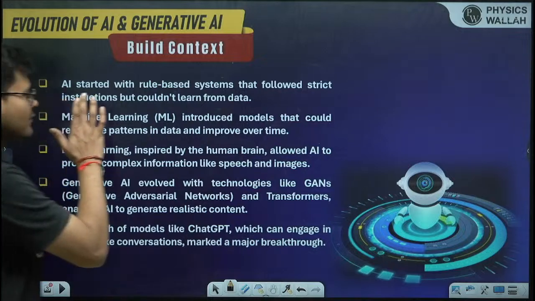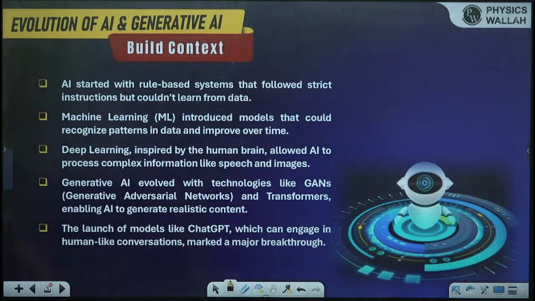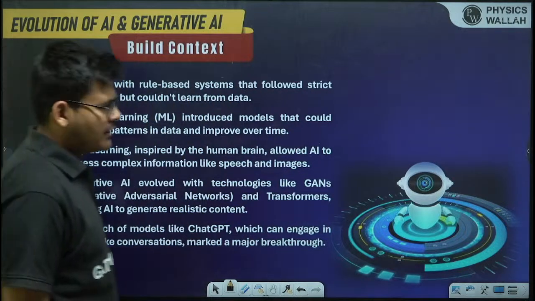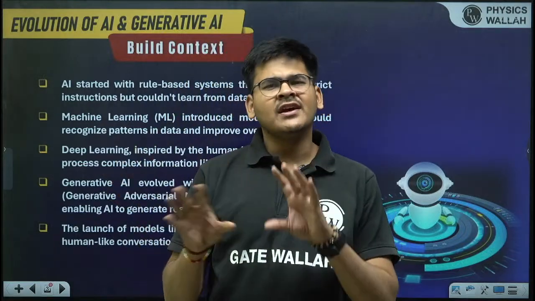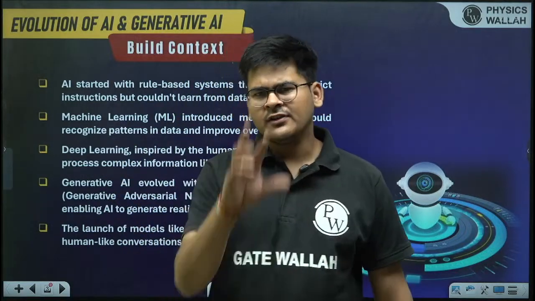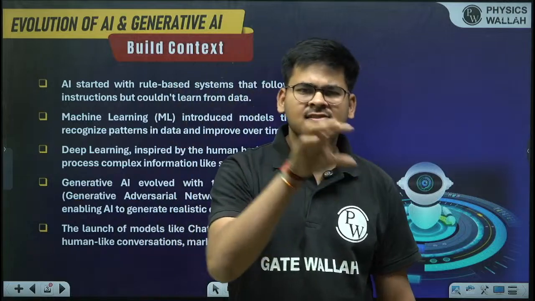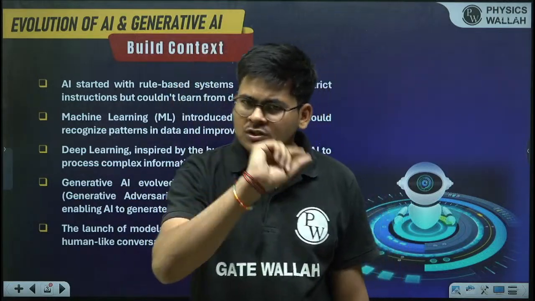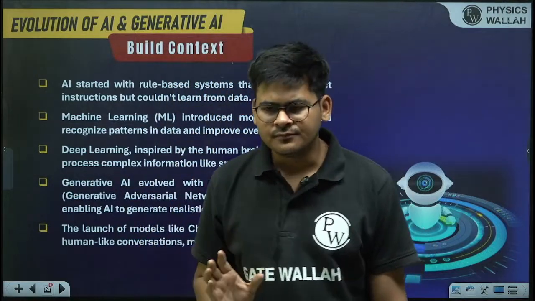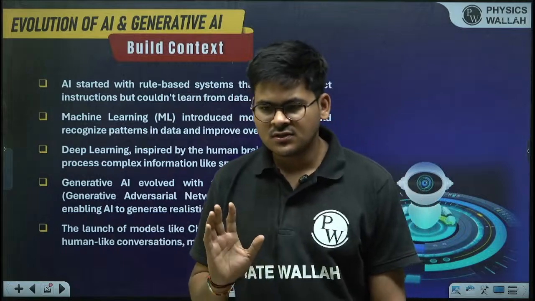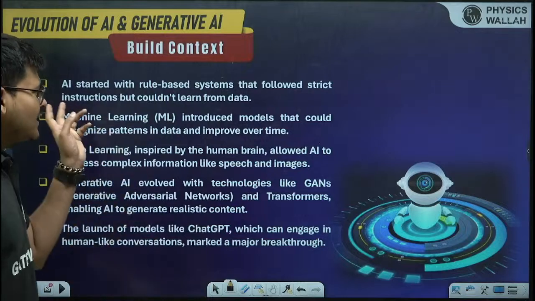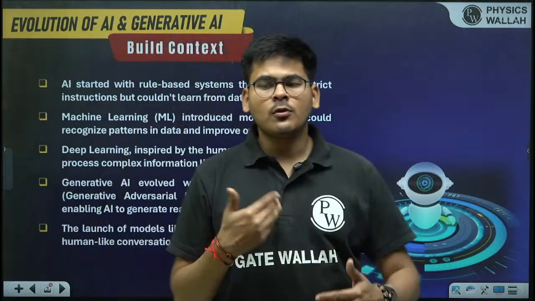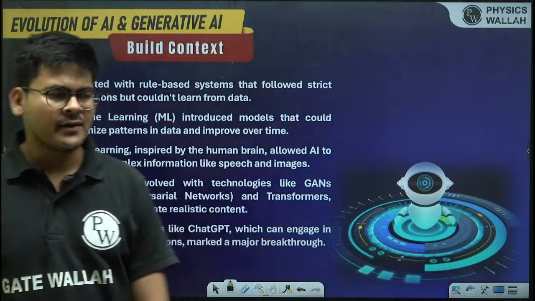So AI started with a rule-based system that followed strict instructions but couldn't learn from data. Okay, so you might have written code with if-else statements. If this happens, then this, else this, like that. So this is called a rule-based system. You are creating rules, and that's how the problem is getting solved. But it was not capable of learning from data.